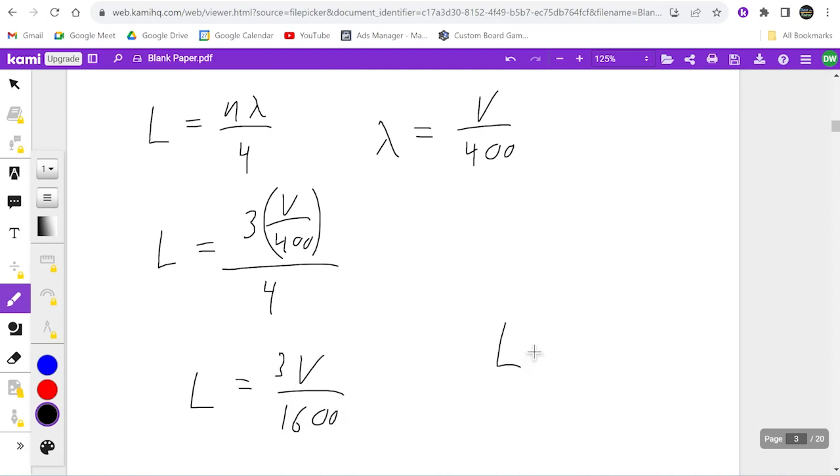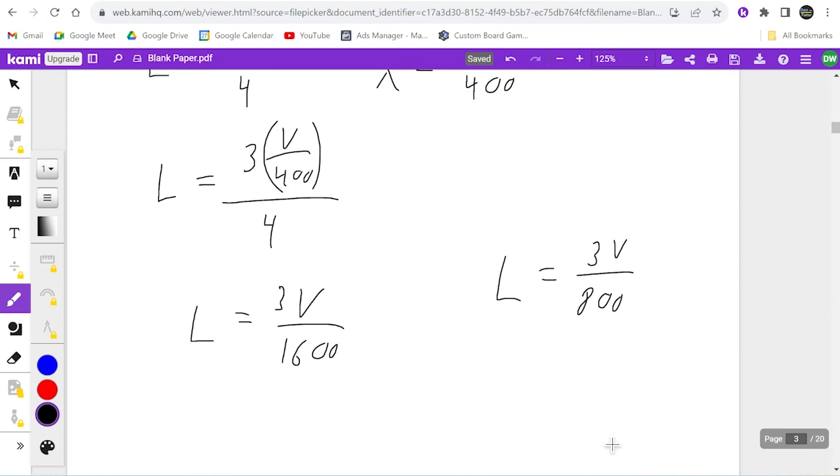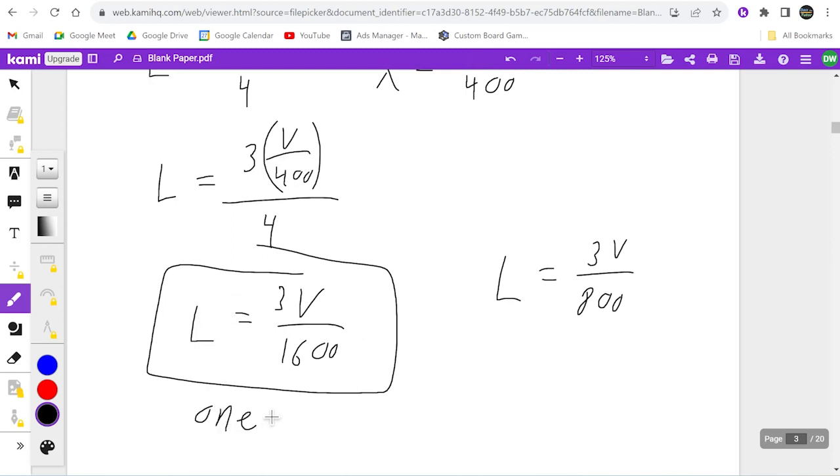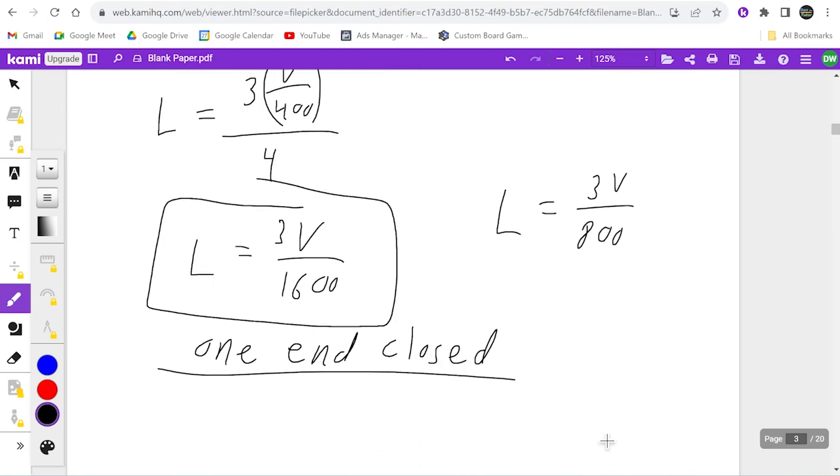Let's compare that to the answer we just got a minute ago: 3v over 800. Remember, we wanted the shortest length. So who's the shortest length? If you don't know, you can plug it in your calculator. It's definitely going to be this one, the one end open, one end closed. That has the shortest length. And again, I've just proved that the velocity doesn't matter because v shows up in both equations. You can think of it as the velocity canceling out. Any questions on that one?